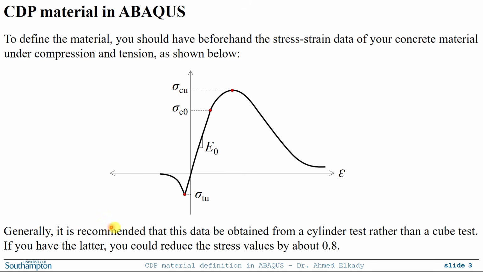So when you define this data, it's generally recommended that you get this stress strain data from a cylinder test, basically under compression, rather than a cube test, because a cylinder test is a more realistic representation of the actual confinement of the concrete. This depends on the problem at hand, but in general, it's preferred to use the actual cylinder test data. If you have data from a cube test, you can do an approximation where you reduce the stress values by a factor of about 0.8.